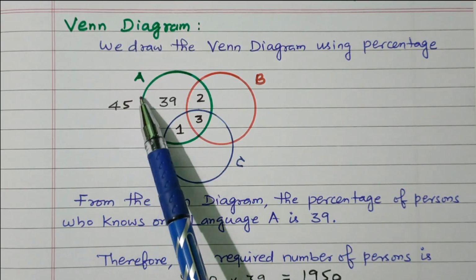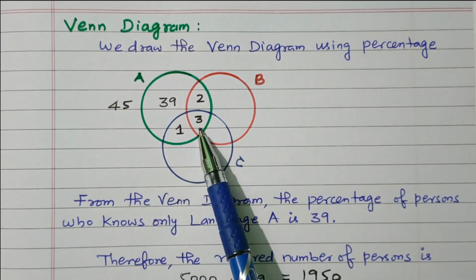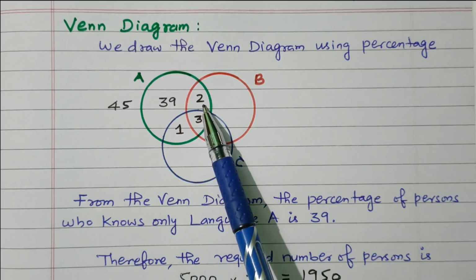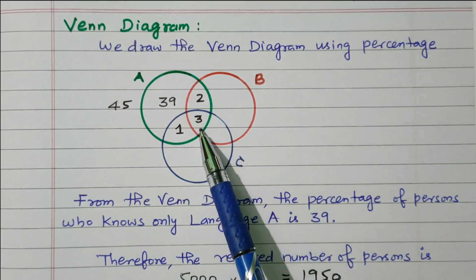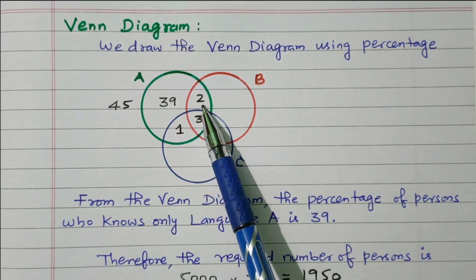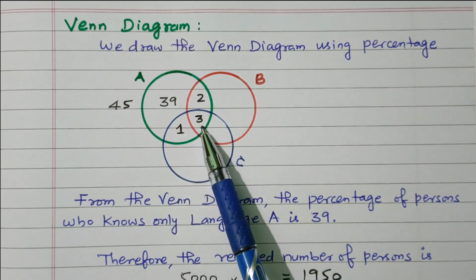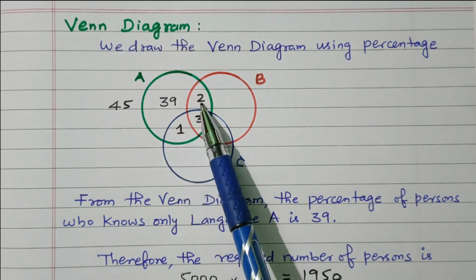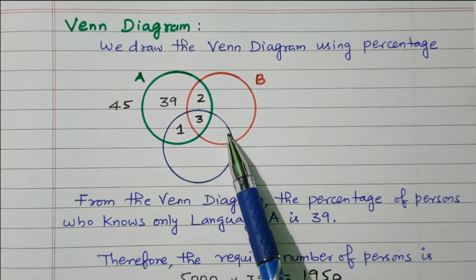Right? So language A is known by 45%. These 3% are the percentage of population that knows language A, B and C. These 2% know A and B. Total 5%, in that already 3% is filled. So 5 minus 3, 2%. A and C, 4%. So 4 minus 3, 1%. This 1% of population knows A and C. These 2% know A and B. Out of that, 3 know all three, A, B, C.